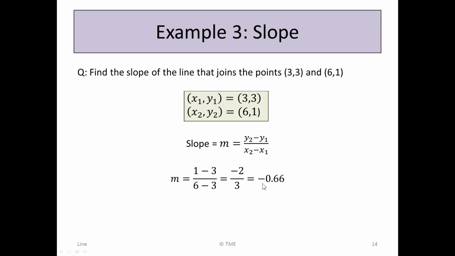And this time we're getting an answer of minus 0.66. Well, it goes on forever, 666. But we're seeing that the slope is negative, so this line would be coming downwards rather than rising as we move in the positive x direction.